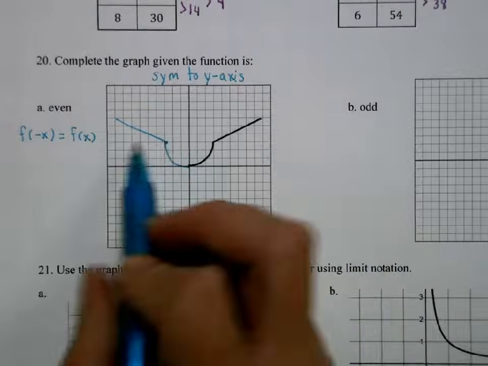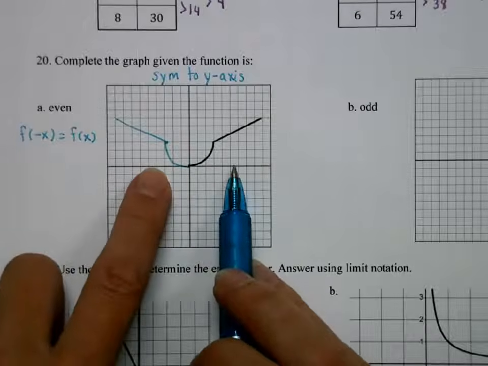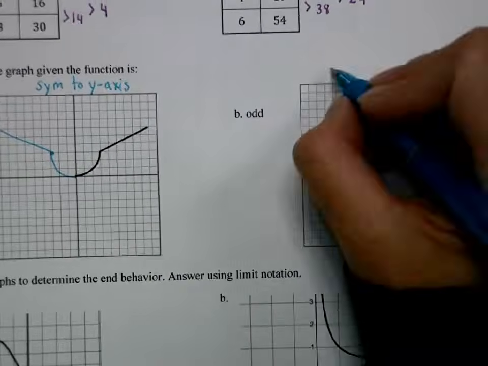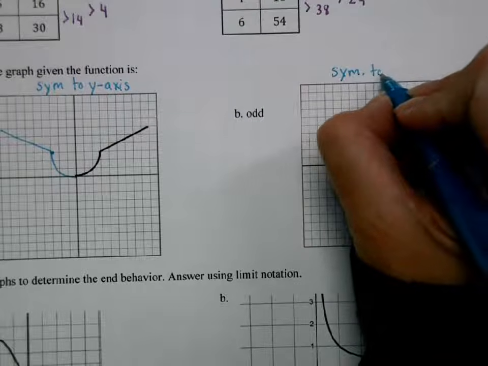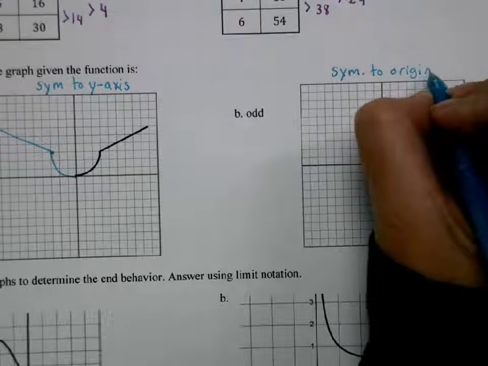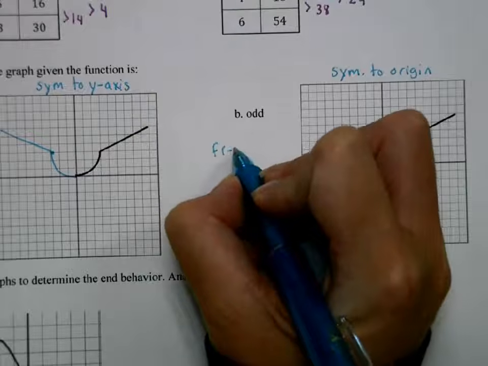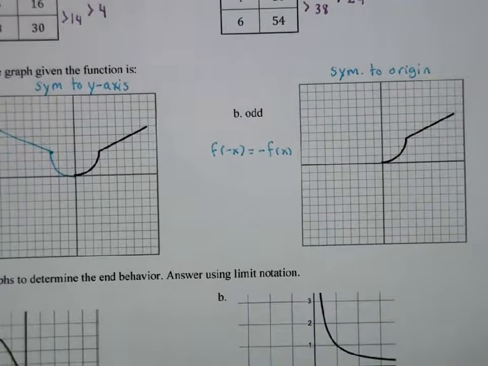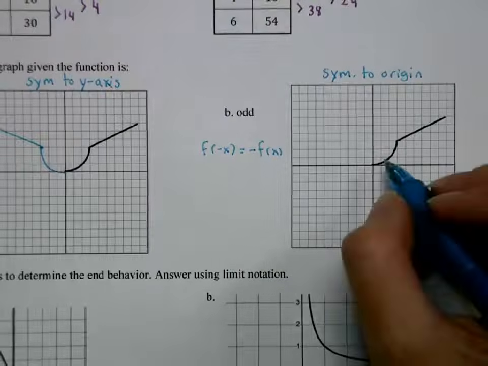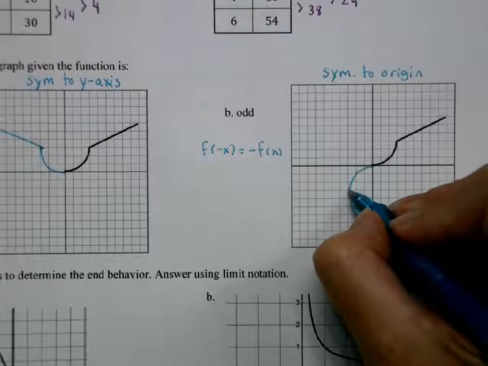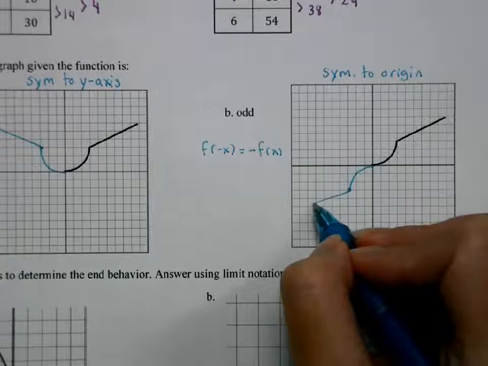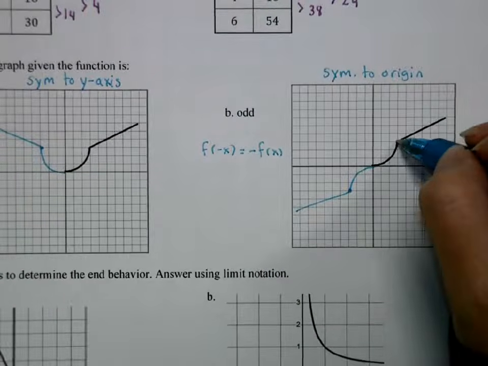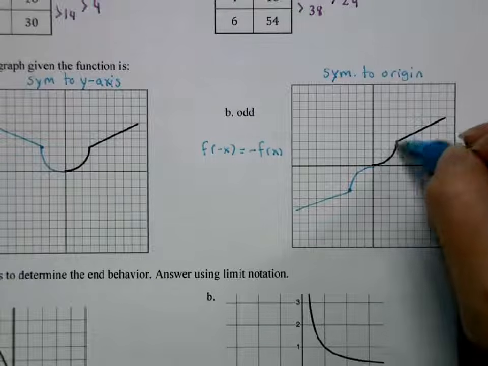Odd is symmetric to the origin. So when you look at negative x, it has the opposite value as its positive counterpart. So we'll reflect this around the origin. Okay, if you're looking for kind of a strategy, you could look at the point and then the opposite y value. So if f of 3 is 3, f of negative 3 is negative 3, and so on.